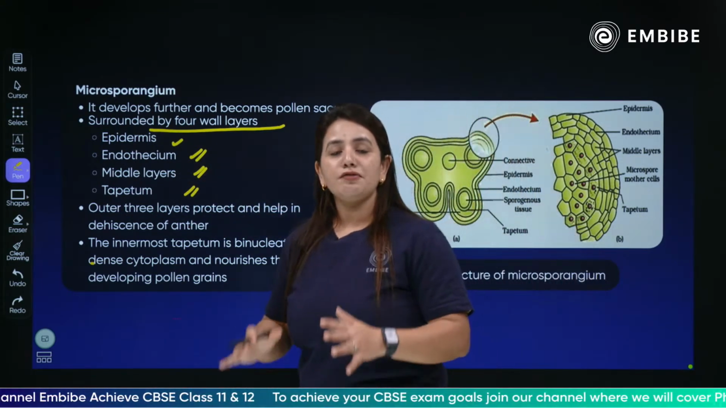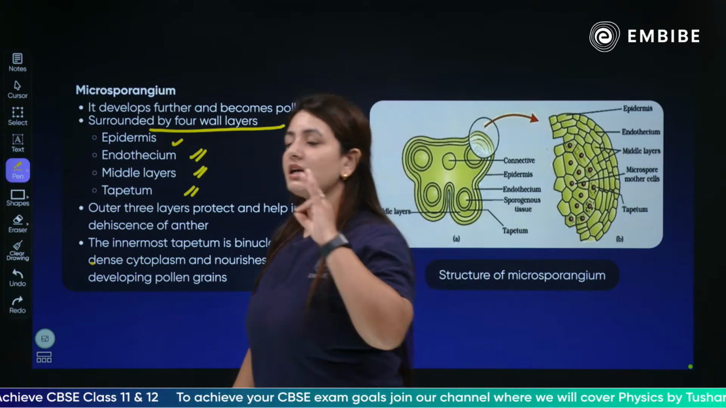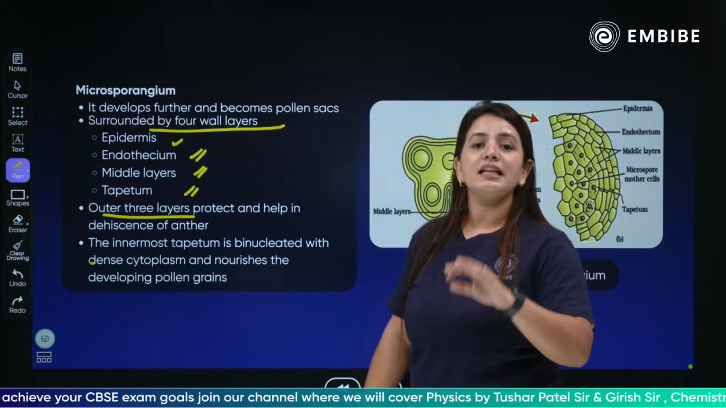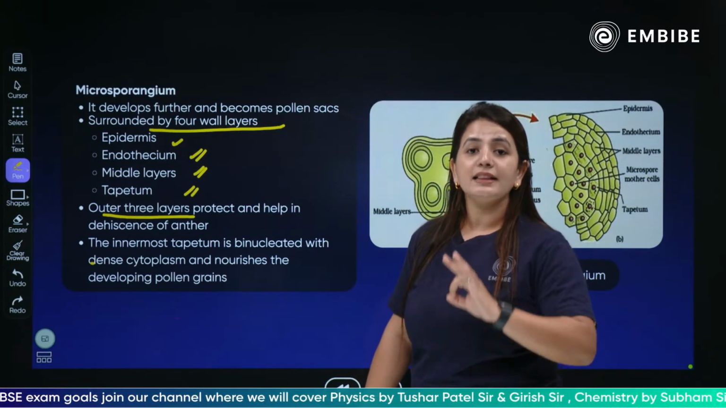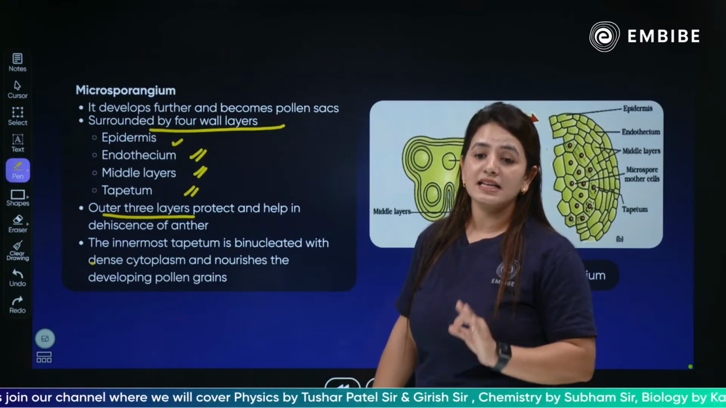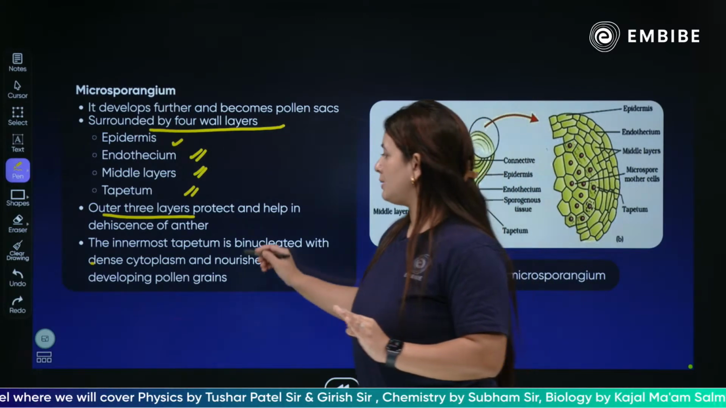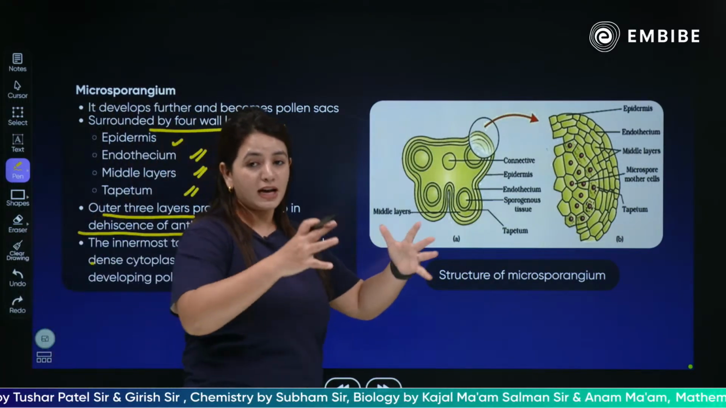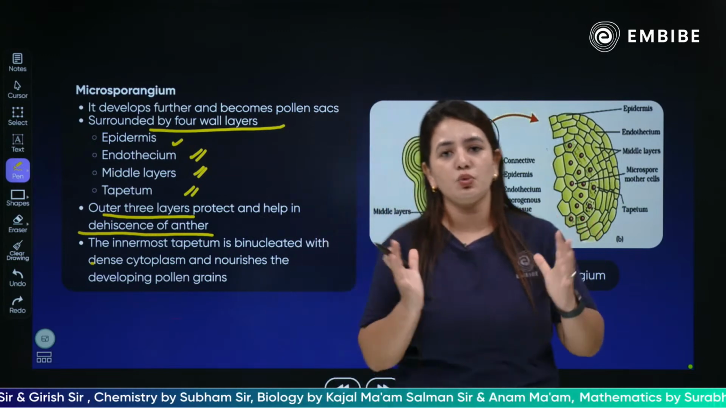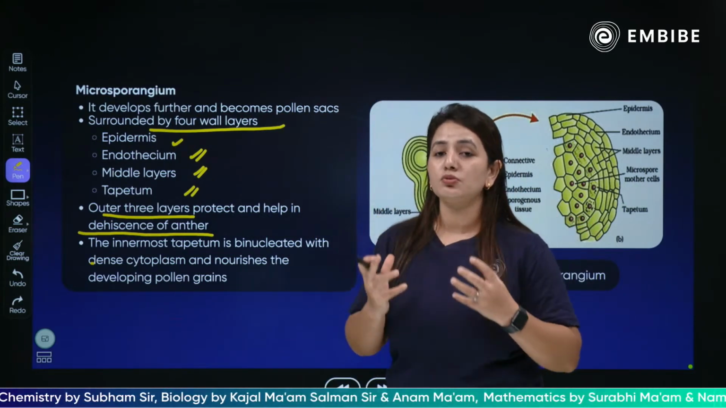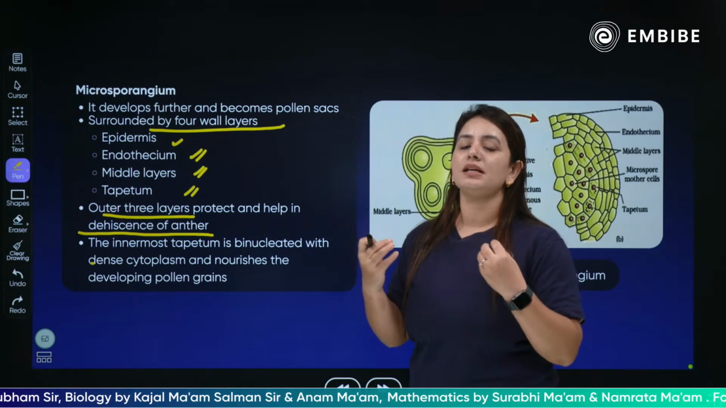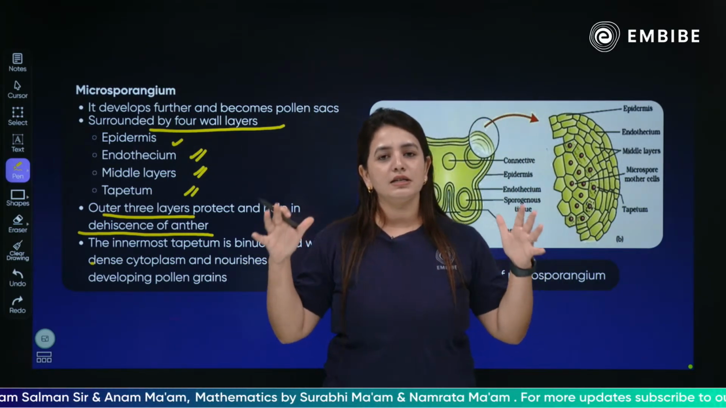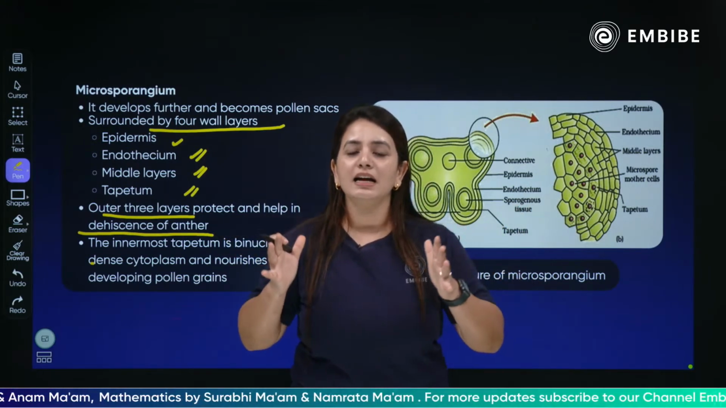Okay, so children, the functions are also very important. Talking about the outer 3 layers, what do they help with? They help in protection, and they also help in the dehiscence of the anther. They protect the whole pollen sacs, the microsporangia, and when the microspore is maturing, they also help in the dehiscence. So the outer 3 layers are totally for protection and dehiscence.